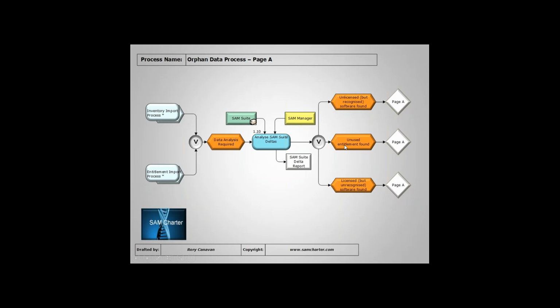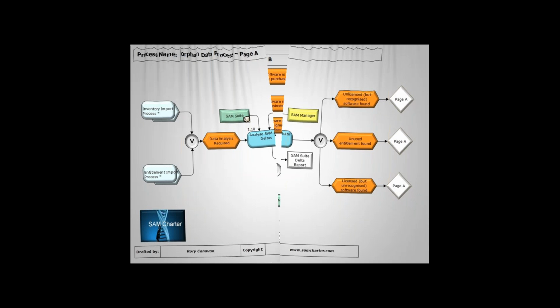This is section 2, unused entitlement found. So this is your license pool. What are we doing about this? And this is licensed but unrecognized software found. So this is how do we actually get the SAM suite then to recognize that software and be able to produce accurate compliance and metric reports there.